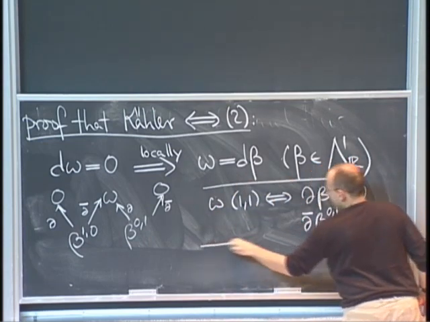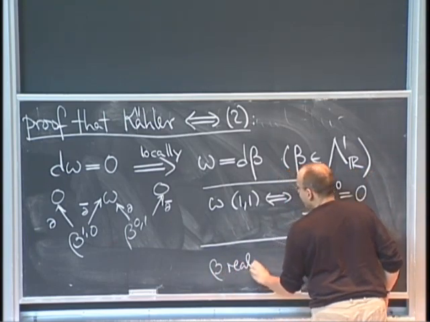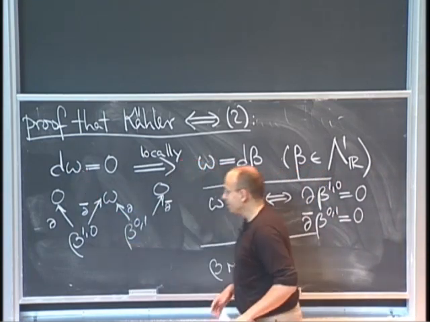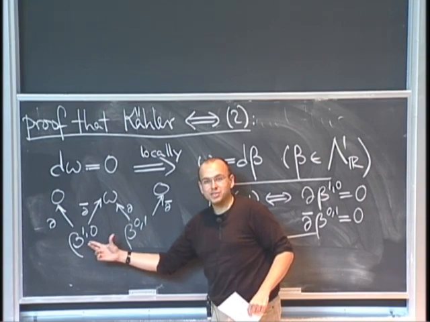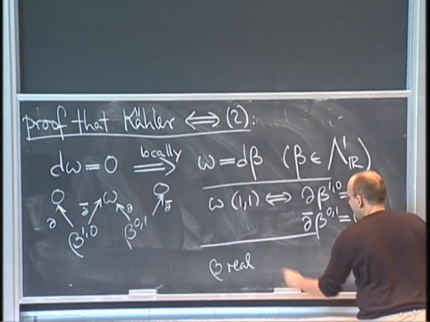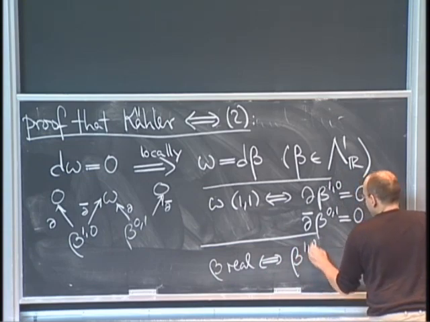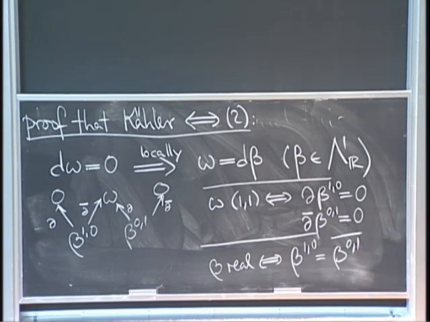And then, the fact that I can take beta to be real valued, which came from the fact that omega was assumed to be real valued. That just means that they have to be complex conjugates of each other. So it's just saying that beta 1,0 is actually beta 0,1 bar. So I really only have to look at one of these guys.